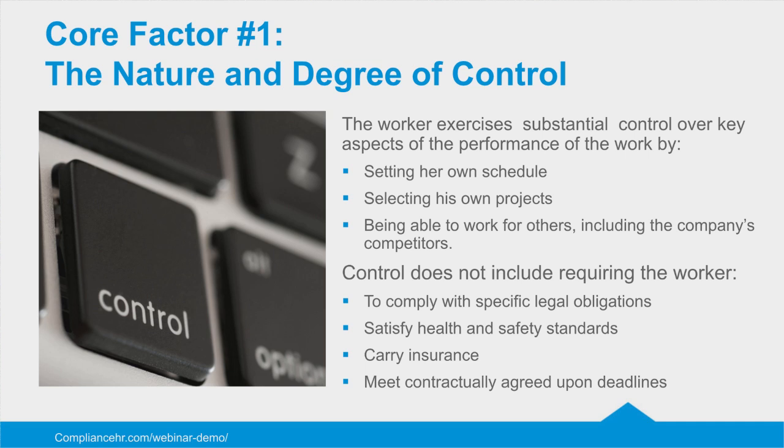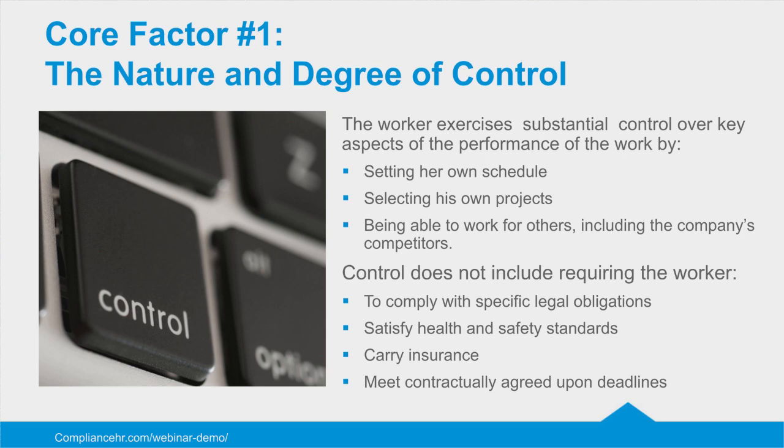And that last bullet point in the regulations, being able to work for others, you've heard this from me before: do not have a non-compete agreement in your IC contracts, right? Because that will result in that person being an employee. So do not try to control how, when, or where the work is being performed by the worker in order to be an independent contractor. However, the Trump regulations did specifically say that control does not include requiring the worker to comply with specific legal obligations, satisfy health and safety standards, carry certain types of insurance, or meet contractually agreed upon deadlines, or even contractually agreed upon quality measures, right? An independent contractor doesn't get reviewed like an employee does. There are no performance reviews. But if you have quality standards in your contract, you can evaluate whether the contractor meets those quality standards. So this is great stuff.